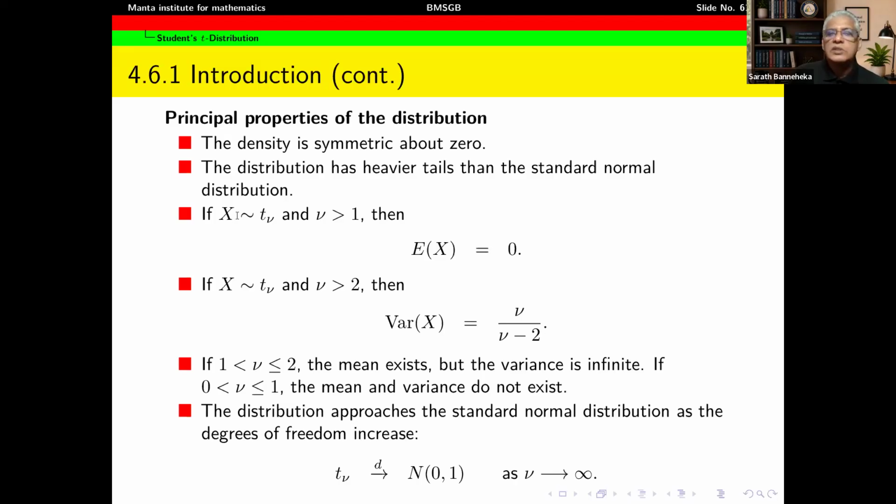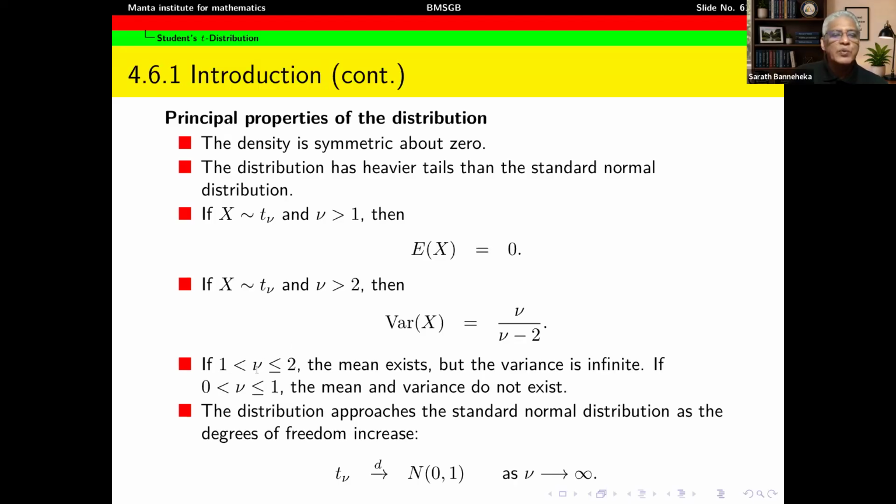But a t distribution with degrees of freedom equal to 1 doesn't have a mean. That means its mean is undefined or infinity, right? Because it has very, very long tails, thick tails, without coming to 0 as quickly as in the standard normal. So therefore, when you integrate x times the density function to get the expected value, it becomes infinity.